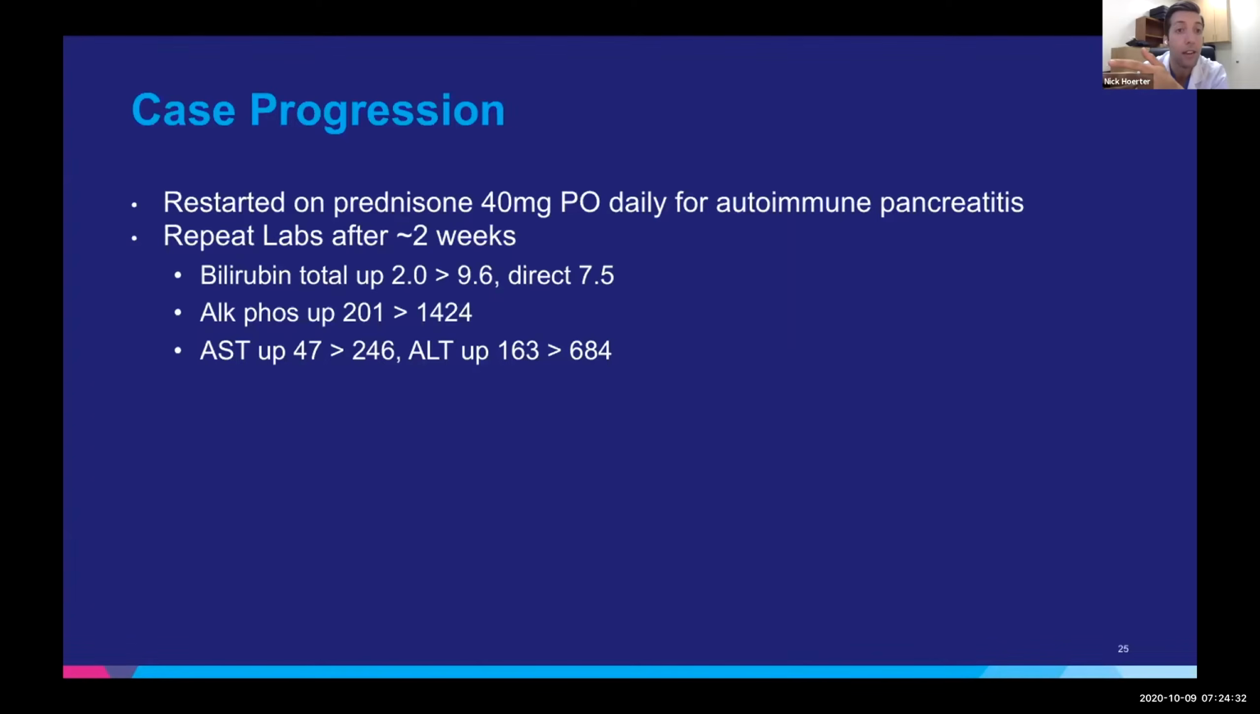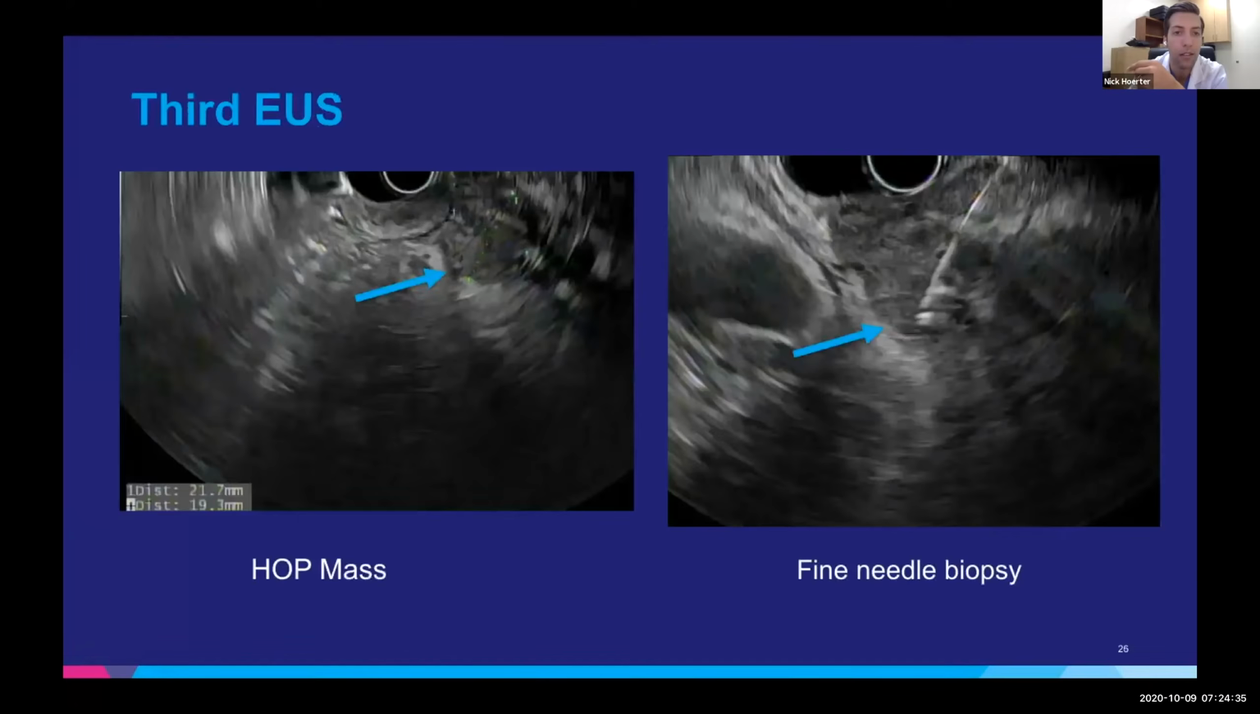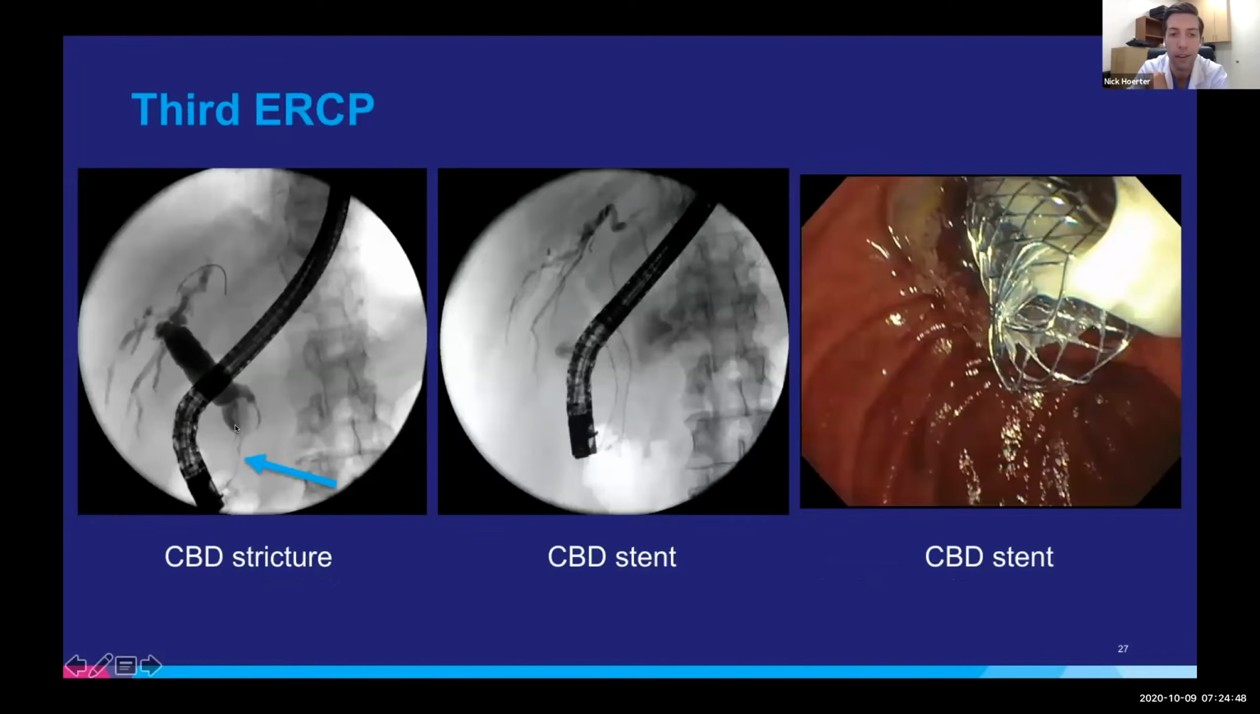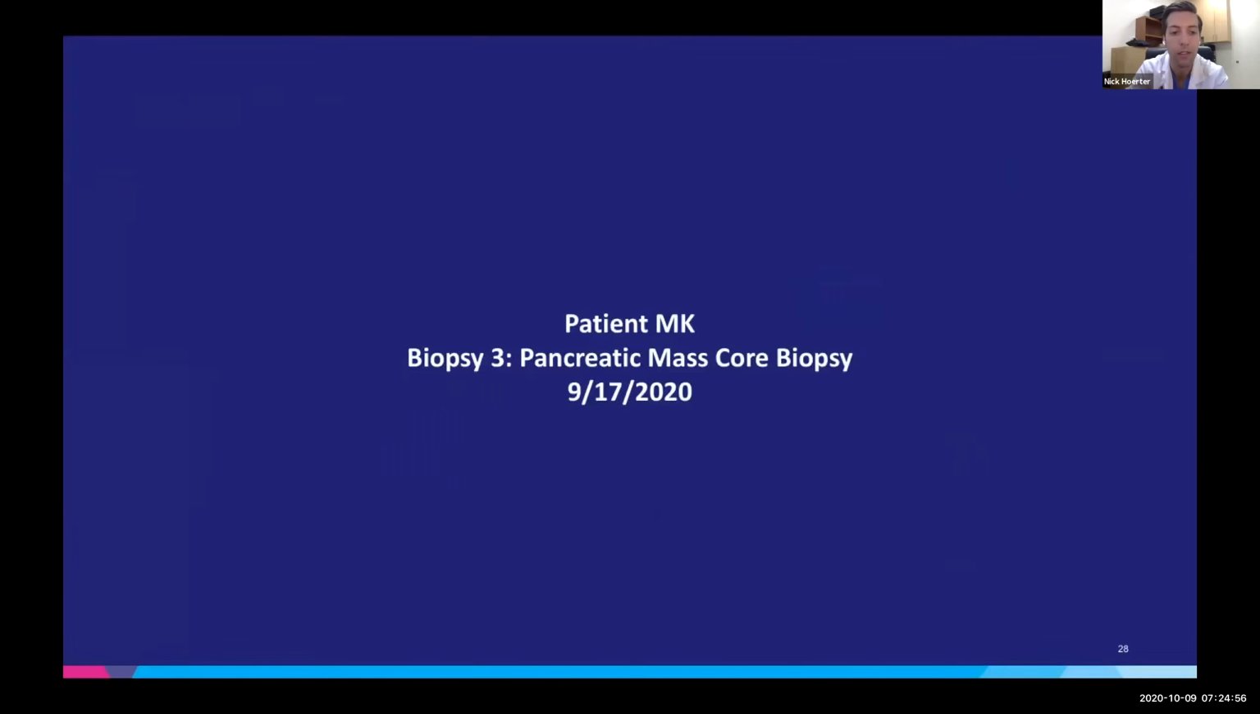So he came back for, again, repeat ERCP EUS. On EUS, he has really a more distinct head of pancreas mass at this point. You can see this hypoechoic mass here. And he had another fine needle biopsy. ERCP, again, a very, very tight stricture in the distal common bile duct. He has stenting. He actually had a little pus in there as well. So John, you can take us through the final path.